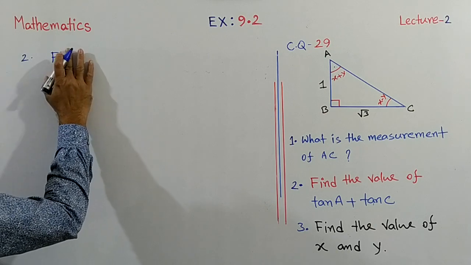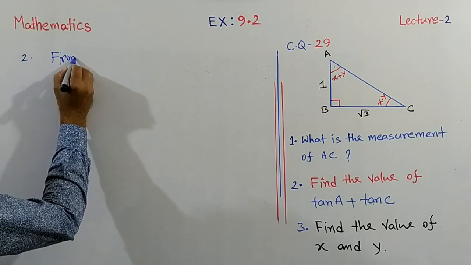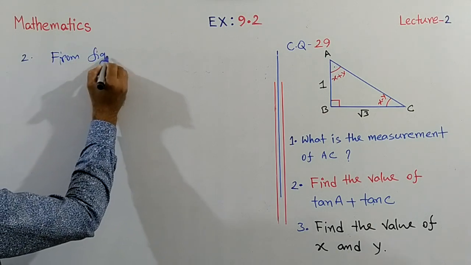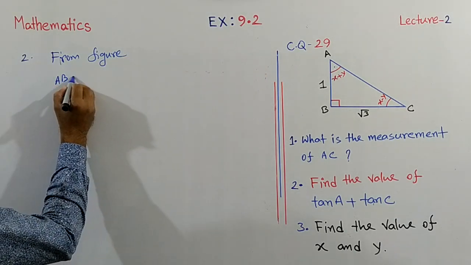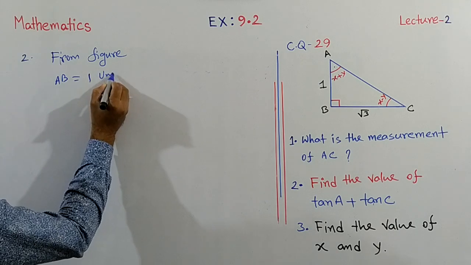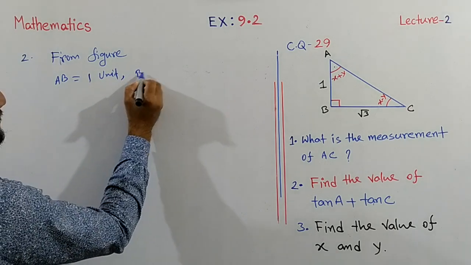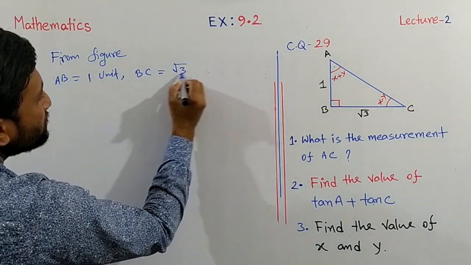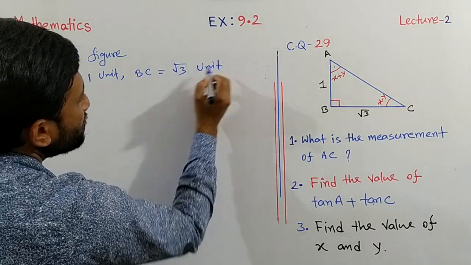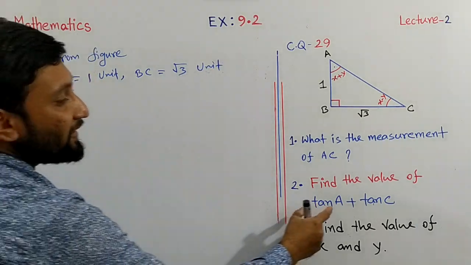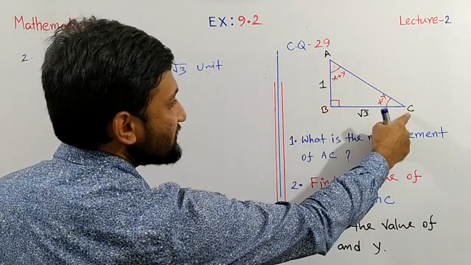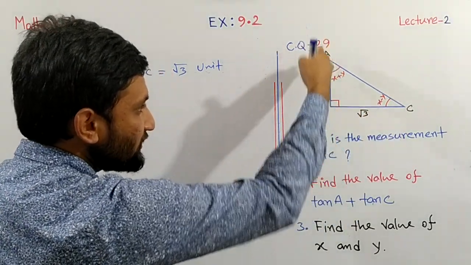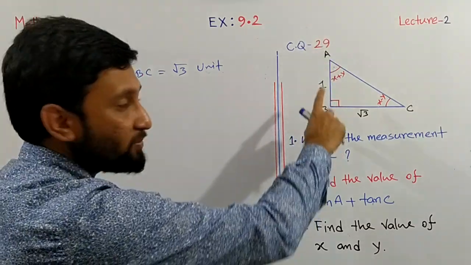So from figure, side length AB equals 1 unit, BC equals root 3 unit. We know the formula 10A. So 10A, here if A is the angle, so opposite is BC and adjacent, or base, is AB.